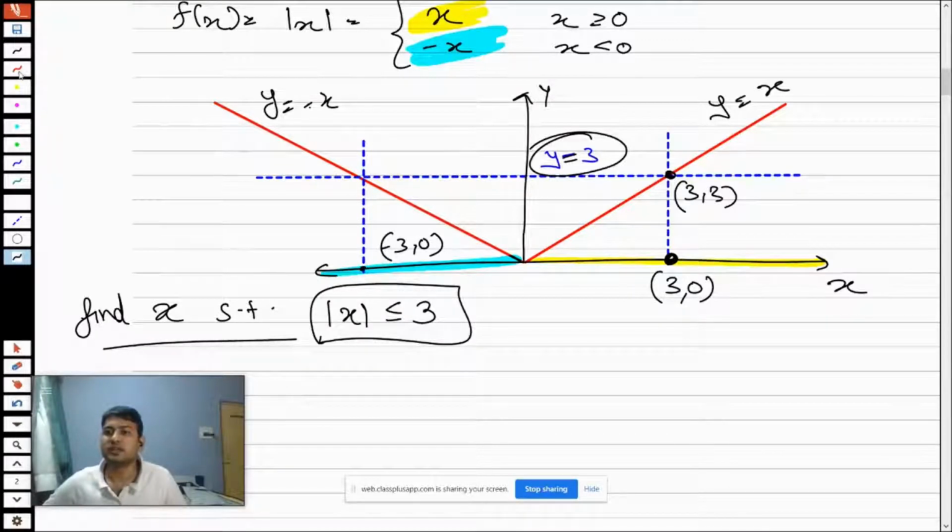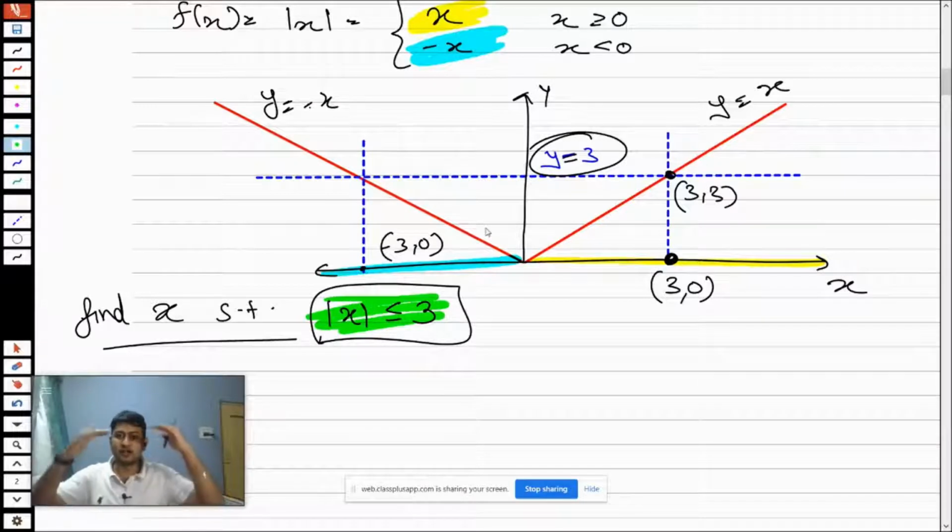So notice that the actual curve that I am interested in is this red line. This red line is the actual curve that I'm interested in. And he's asked me |x| less than or equal to 3. That is all the values for which this red curve lies below this blue dashed line. So that region is this region. In this region, the red curve lies below the horizontal blue line.